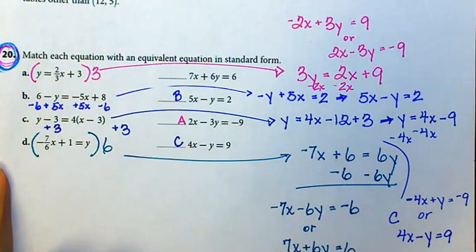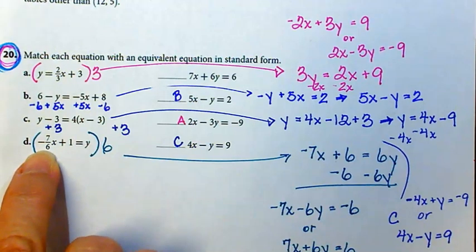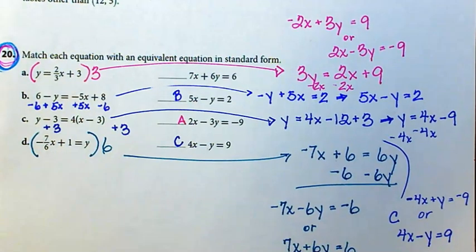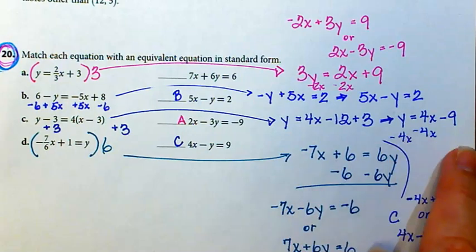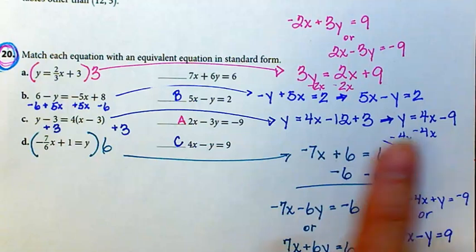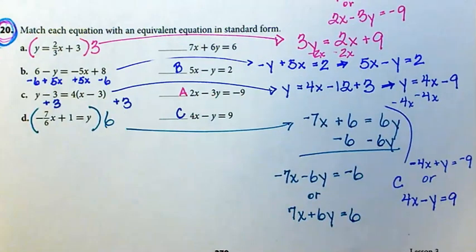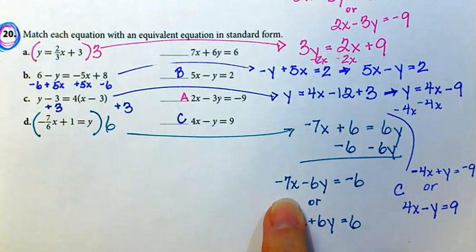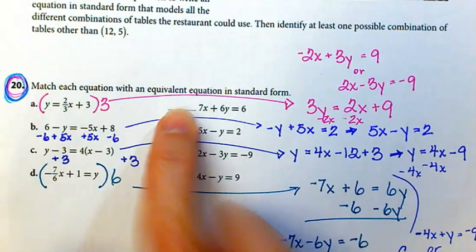And then on D, I had a fraction again. I don't really love that, so I multiplied the entire equation by 6. I didn't pick 6 randomly. I multiplied it by 6 because the denominator over here was 6. All right, when I do that, here's what I came up with. I need to move the 6 to the other side, and I need to move the negative 6y to the other side as well. So I need them to switch sides. When I do that, I get negative 7x minus 6y equals negative 6, or flip everybody's sign, 7x plus 6y is positive 6. So D is this top one.